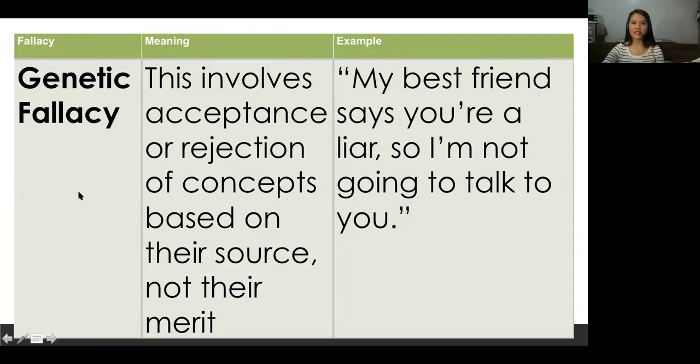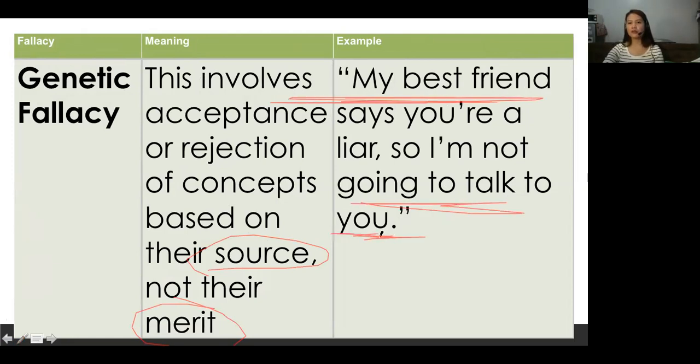Genetic fallacy, this involves acceptance or rejection of concepts based on their source, not their merit. My best friend says, "You're a liar, so I'm not going to talk to you." So you accept or reject concepts based on their source, hindi yung merit ng source natin. So since best friend mo yung nagsabi, hindi ka maniniwala. Best friend mo yun eh. No? Without even analyzing or doing some investigation kung gaano katotoo yung sinasabi ng best friend mo. So that is genetic fallacy. Okay? Please, use your own mind. Dare to use your own reasoning.